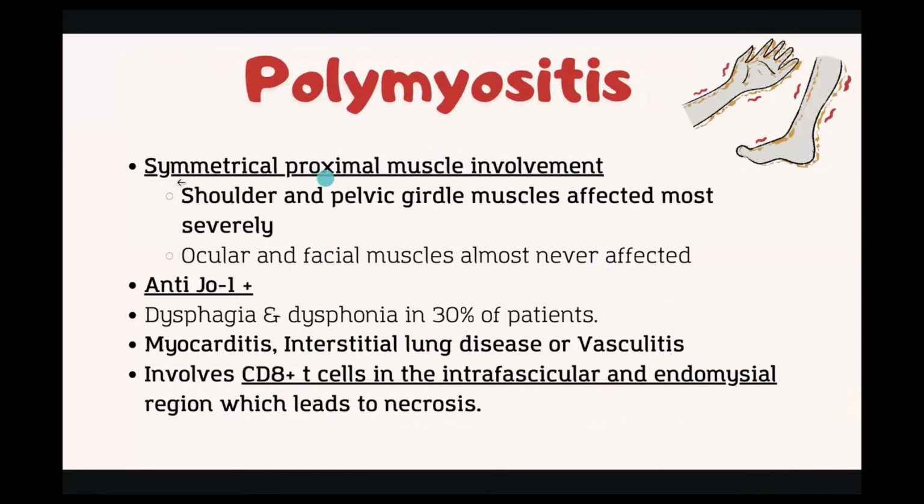Polymyositis causes symmetrical proximal muscle weakness. So they're all kind of proximal muscle weakness. So polymyositis is symmetrical proximal muscle involvement, with the shoulder and the pelvic girdle muscles affected most severely. What's important is that we have anti-Jo1 antibody in this disease. So polymyositis, anti-Jo1, okay? And we can sometimes see dysphagia and dysphonia, and also myocarditis, interstitial lung disease, or vasculitis.